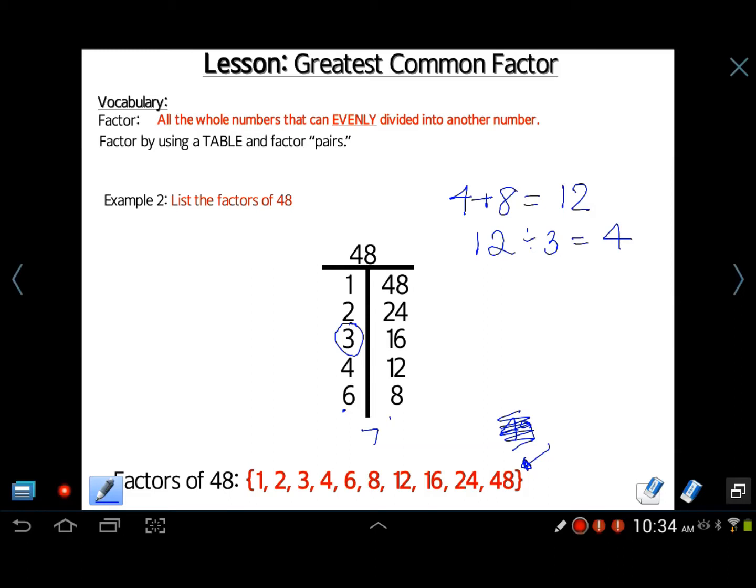Notice I'm using this set symbol. These are called braces. Usually if you're listing a set of numbers in math, we use these little grouping symbols right here. They're called braces. Set notation is also another way to put it. You don't really need to know that, but if you're confused by how I'm writing it, that's what I'm doing.